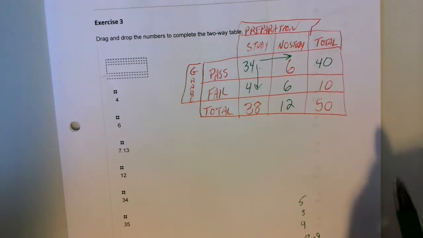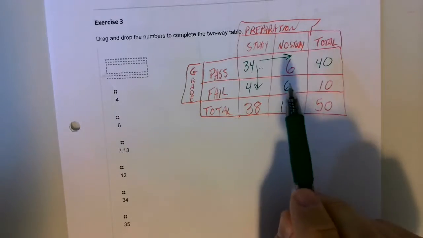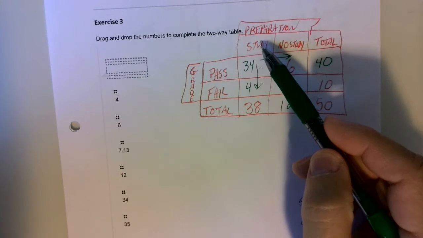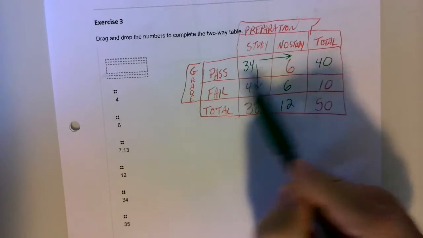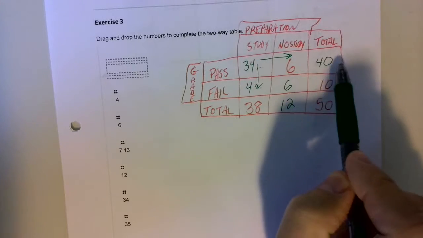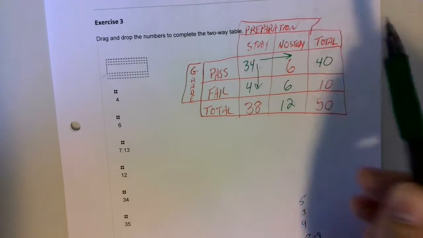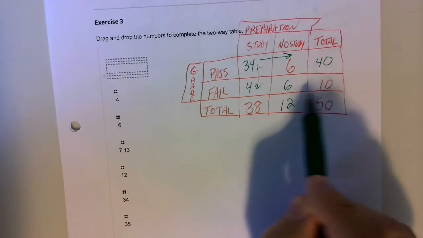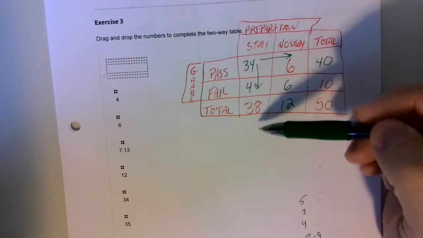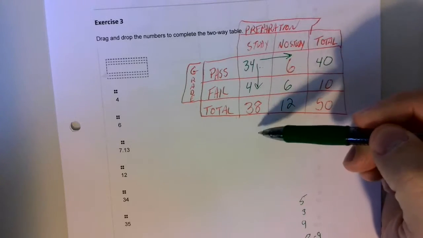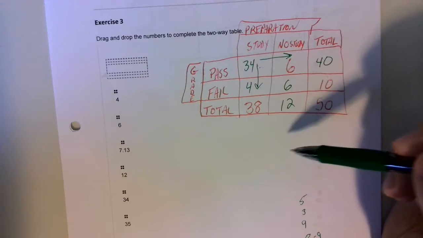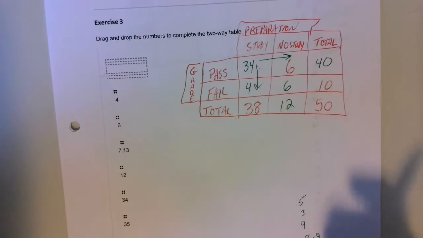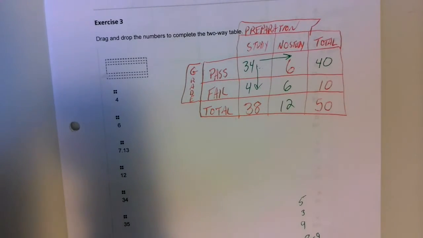So just know that when you're looking at one of these, it might have been a situation where they gave you some information. They said, of the 40 people who passed, 34 of them studied, 6 of them didn't study. Of the 10 people who failed, 4 of them studied, 6 of them didn't study. Of the 38 people that studied, 34 of them passed, 4 of them didn't. Of the 12 people that didn't study, 6 and 6 did. 50 total people took it. So it's just a way to organize this chart.